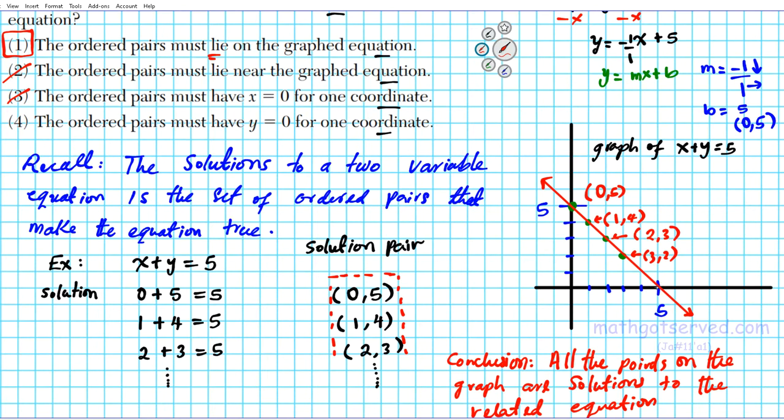And the last one, the ordered pair must have y equals 0 for one coordinate. That's just one condition. So right here, this point right here, the x-intercept is 5, 0. That's just one of them. But there are other ones where the y-coordinate is not 0. So that's not sufficient. So that's false. So the answer is the ordered pair must lie on the graph. All the points on the graph are the ordered pairs that satisfy the related equation.